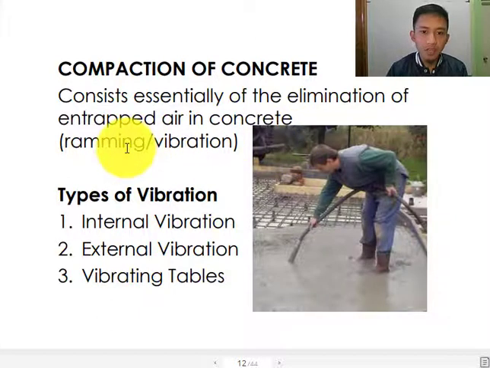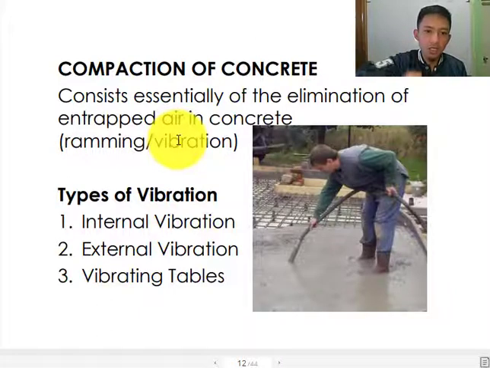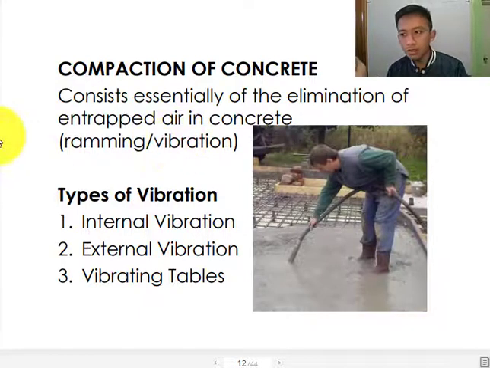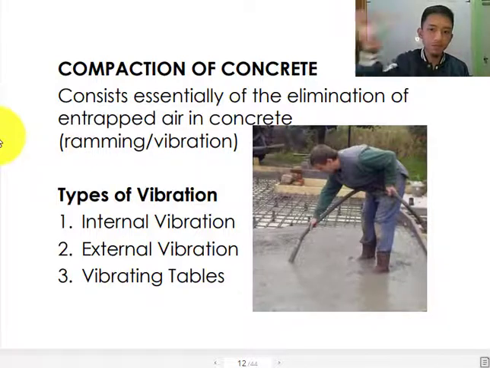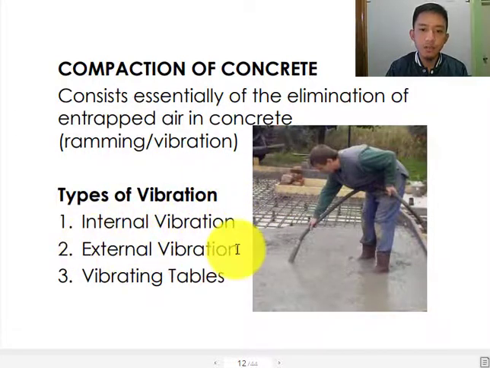Again, there are ways of compacting. If you have a vibrator, all you need to do is attach it to the forms and switch it on. That will vibrate and compact your freshly poured concrete in the member. But if you do not have a vibrator, then you do it manually by ramming. You use a rod or other means of ramming, or a hammer. You ram the sides of the forms to create vibration in it. The types of vibration are internal vibration, external vibration, and vibrating tables.